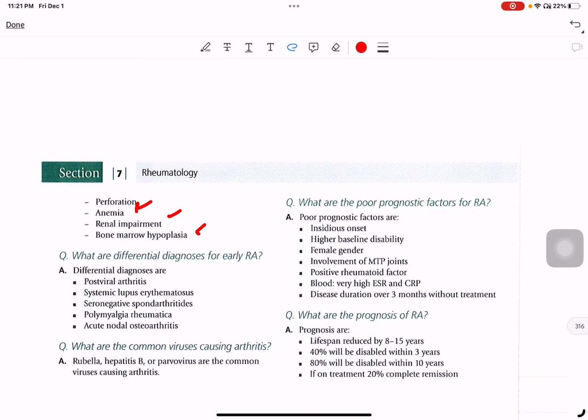What are the poor prognostic factors for rheumatoid arthritis? Insidious onset, higher baseline disability, female gender, involvement of metatarsophalangeal joints, very high titer of rheumatoid factor, high ESR, high CRP, duration of more than 3 months without treatment.